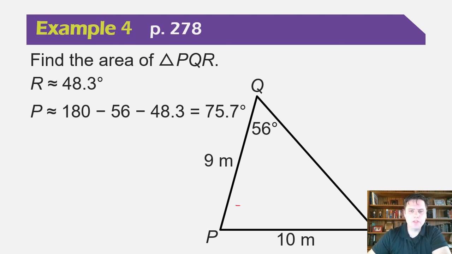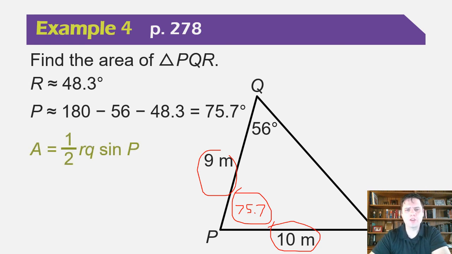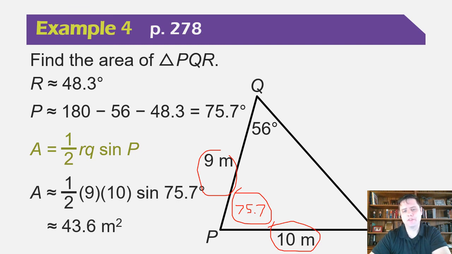And now that we know that this angle is 75.7 degrees, we have a side and an angle and a side. So we can now use the formula 1/2 RQ sine P to solve for the area. We plug in all of those values and we get out 43.6 meters squared.